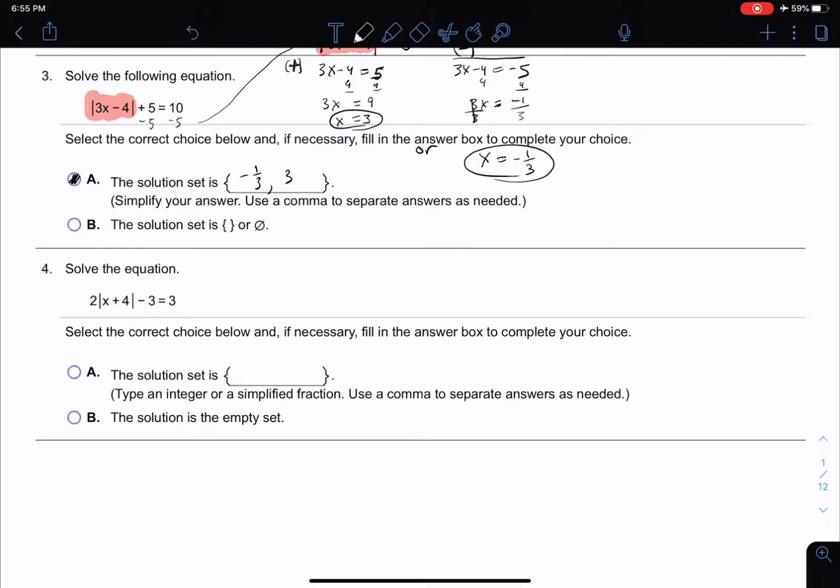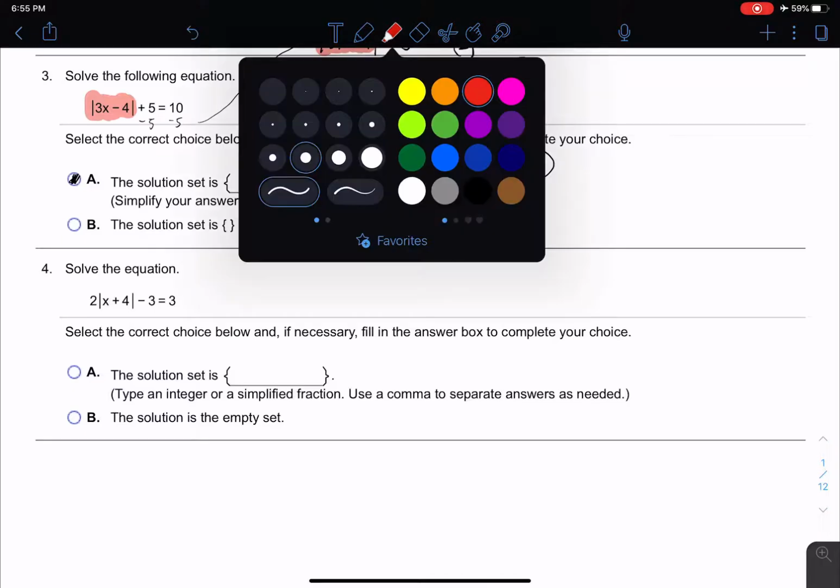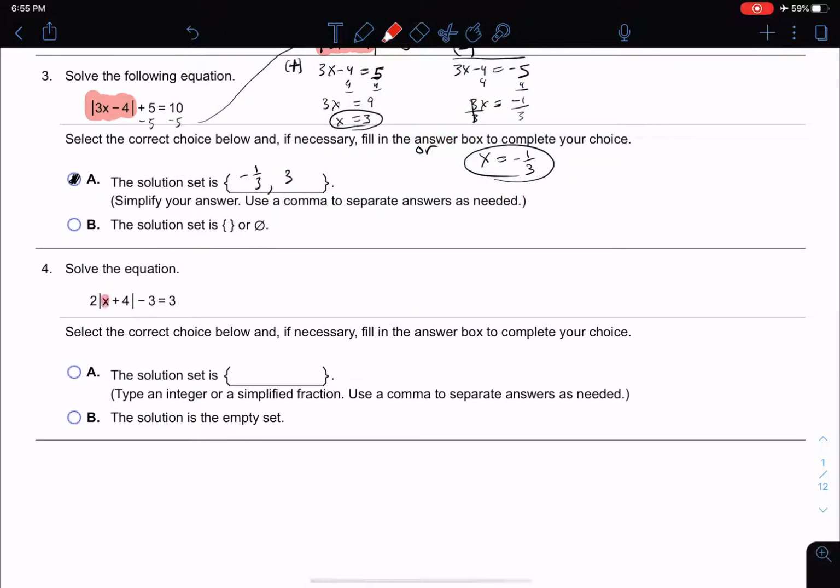Number 4 says 2 times the absolute value of x plus 4 minus 3 equals 3. We want to isolate the absolute value. Once again, we want to isolate the absolute value. If we don't do that, we really can run into some trouble. We want to get this part by itself. So what I'm going to do is I'm going to add 3 to both sides. That's going to give me 2 times the absolute value of x plus 4 equals 6.